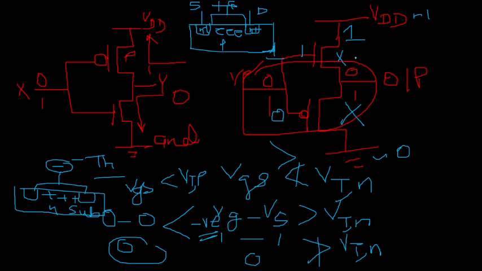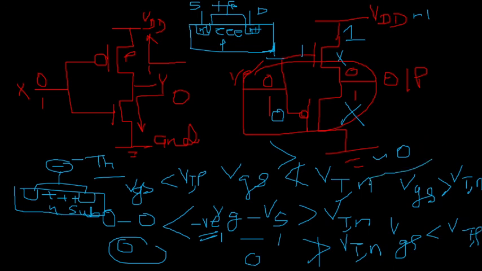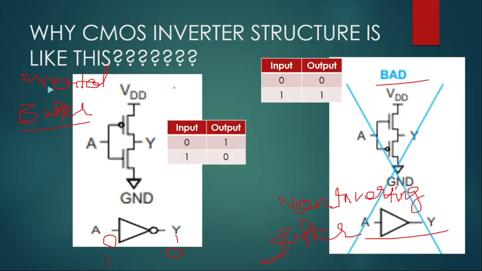What is the reason? Because the condition for NMOS is VGS should be greater than VTN, and VGS should be less than VTP for PMOS. In that condition, these conditions will not be satisfied, which is the foremost condition for NMOS and PMOS to work. So that is the reason we never make this as the inverter, and why we call this bad and that good.